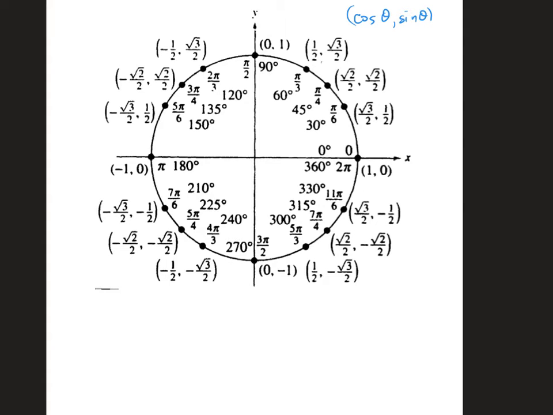All right, so now that we've filled out the unit circle and we know the values on the unit circle, let's talk about how we're going to be using the unit circle.